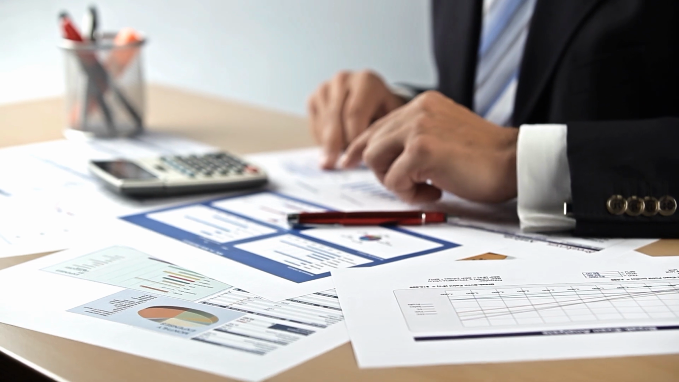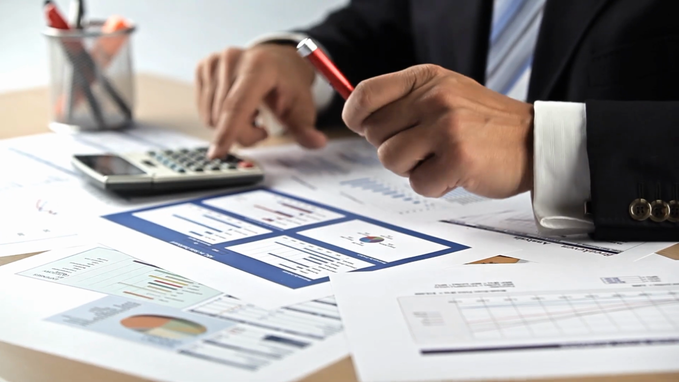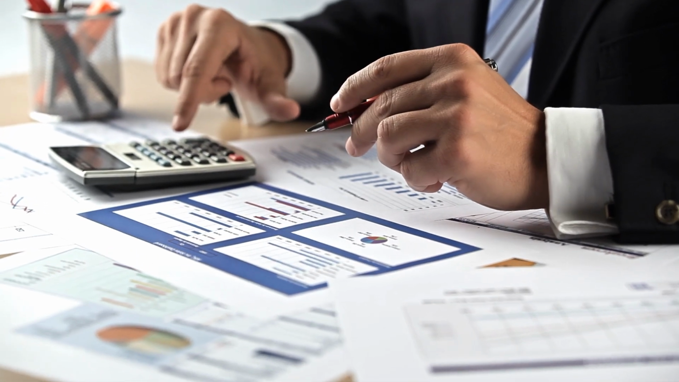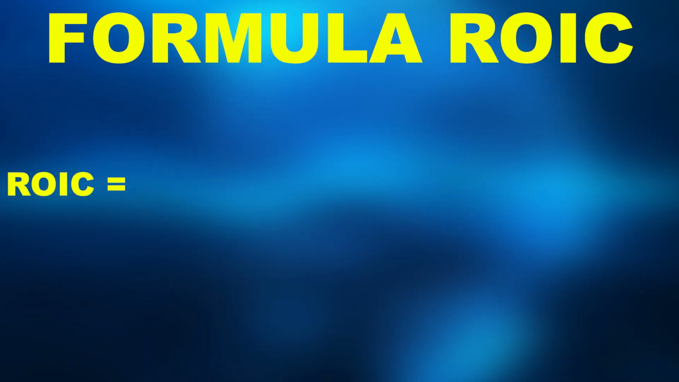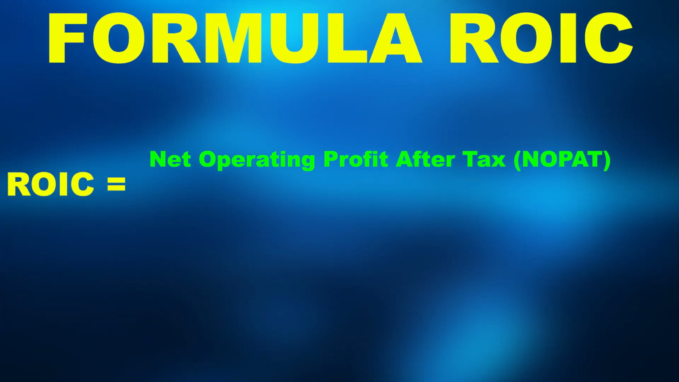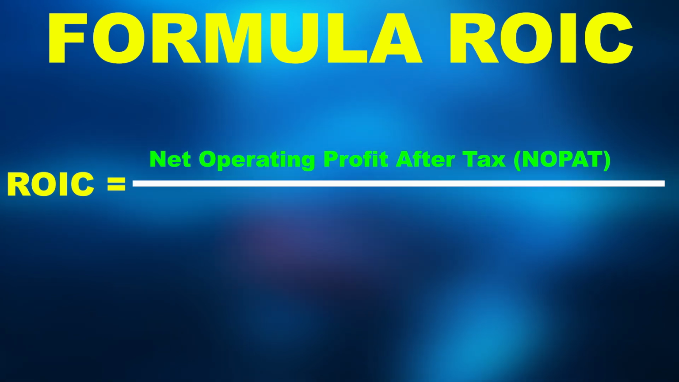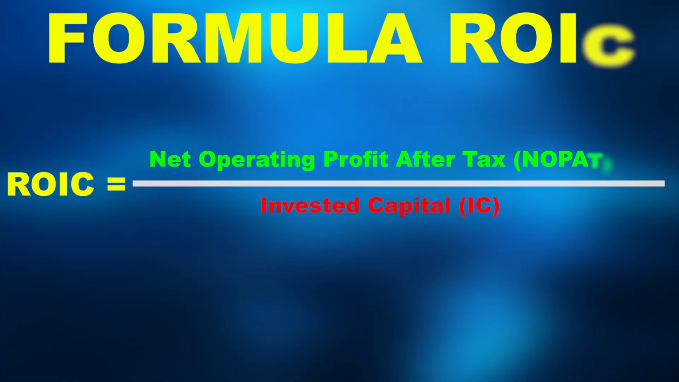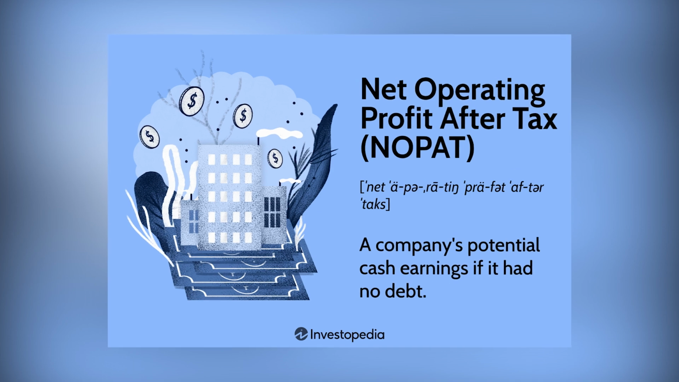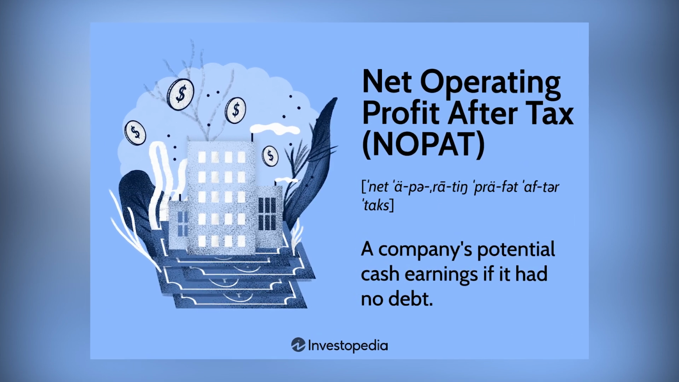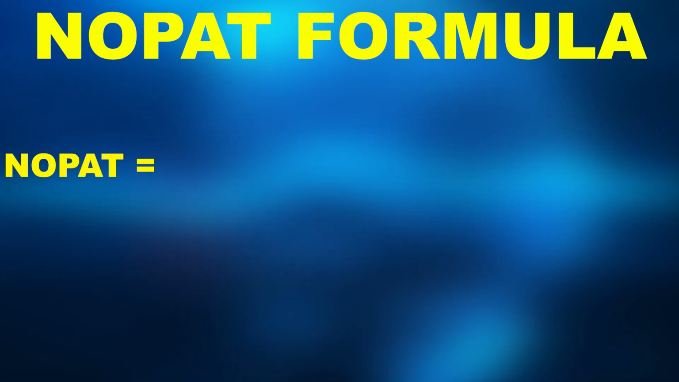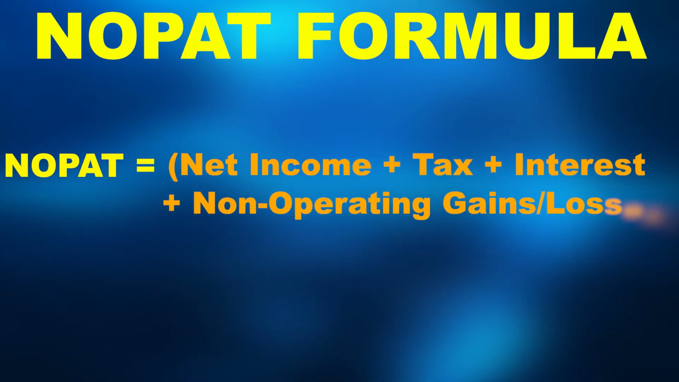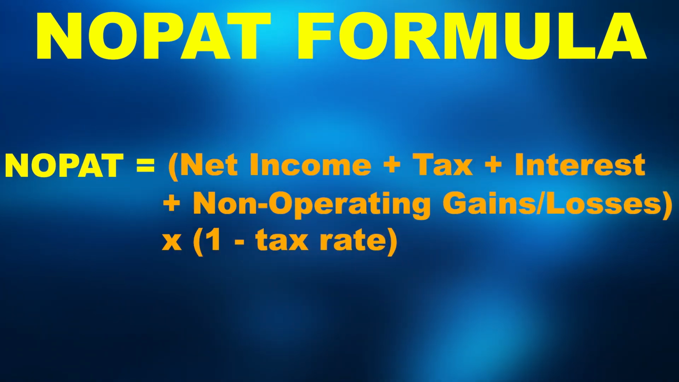How to calculate ROIC? Let's dive deeper into the calculation. As mentioned, the formula for ROIC is ROIC equals net operating profit after taxes, NOPAT, divided by invested capital. To understand this better, let's define the two main components: net operating profit after taxes, NOPAT. This is a company's operating income after taxes but before interest. It shows the company's ability to generate profit from its core operations, independent of its capital structure.